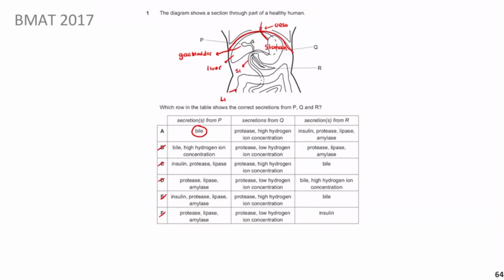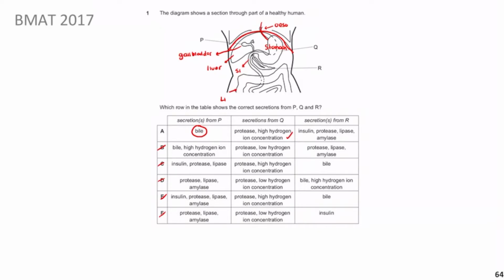So then Q is the stomach. Remember, the stomach secretes proteases. That's the main thing it secretes. A little bit of lipases, but I don't even think they mention that at GCSE level, though it's something to be aware of. High hydrogen ion concentration because it's really acidic, isn't it? And it also releases something called intrinsic factor, which is required for B12 absorption. But even that you don't have to know. Just remember proteases and hydrogen ions.